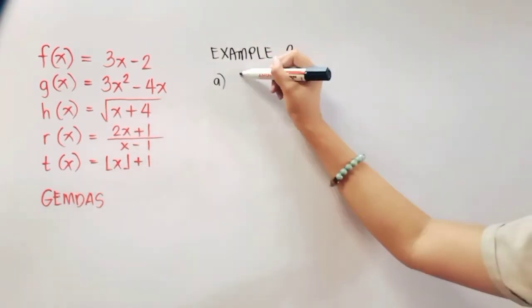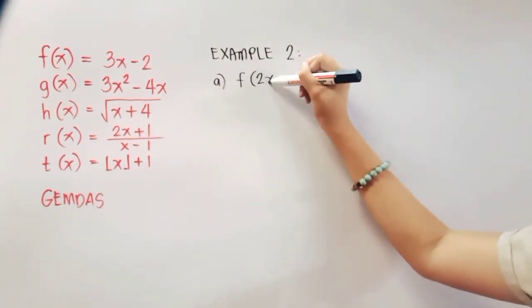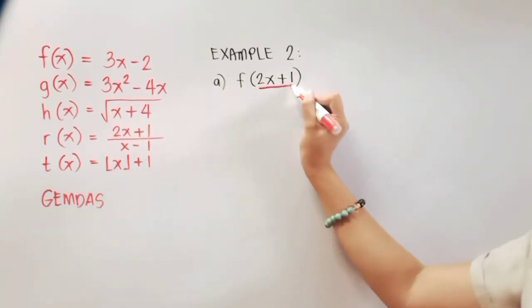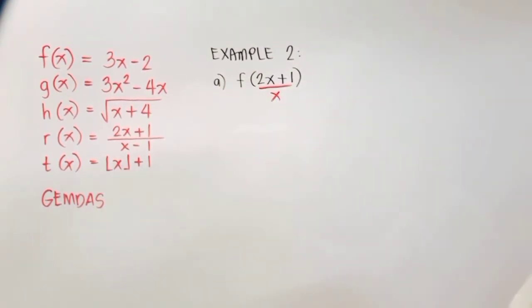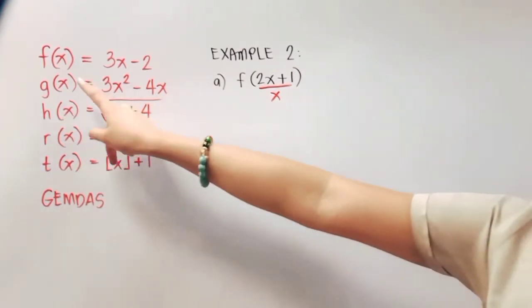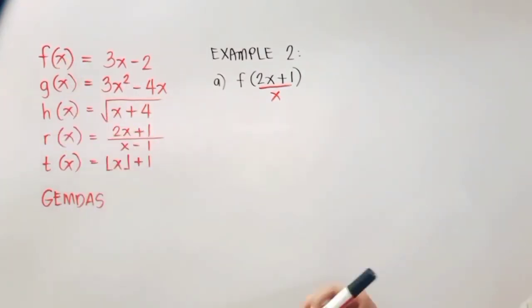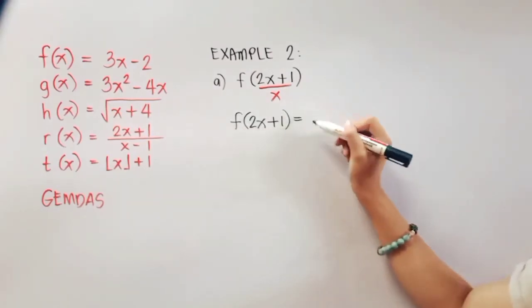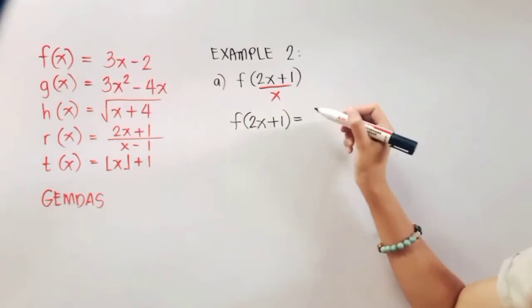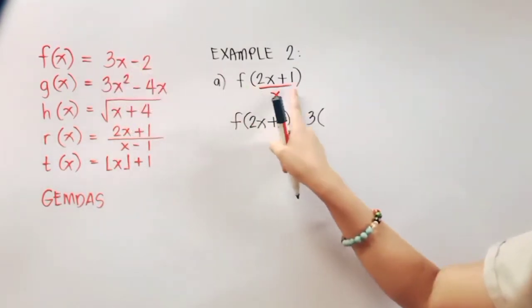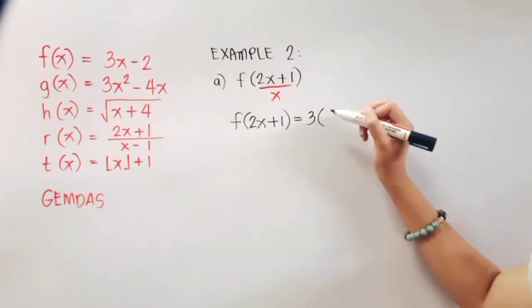Letter A is f of 2x plus 1. In this case, 2x plus 1 is our x. Now this will be what we will substitute to the function f. So rewriting that one, f of 2x plus 1 is equal to copy 3, and then x here will be substituted by the entire value here.